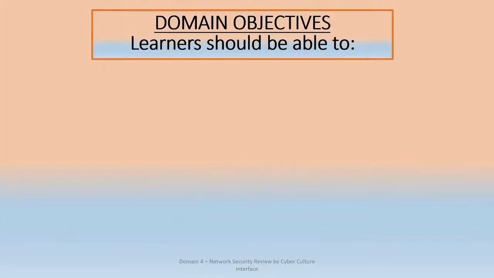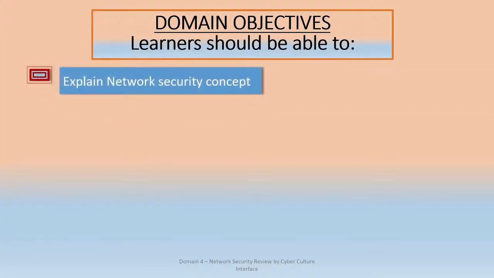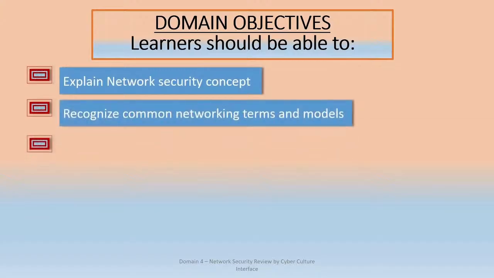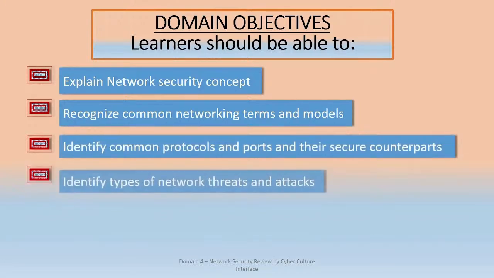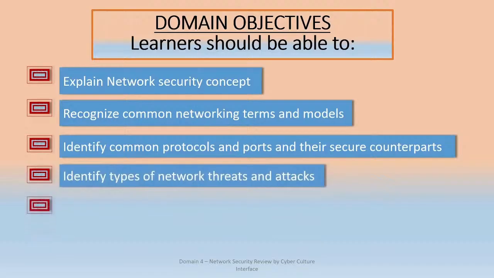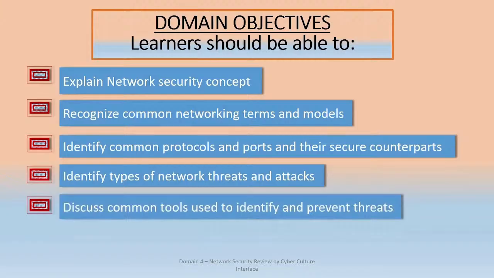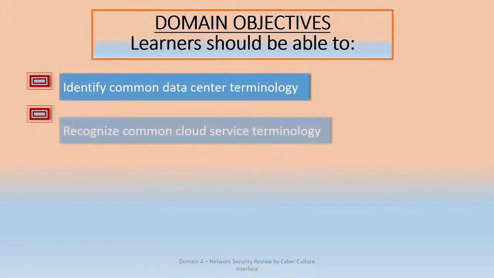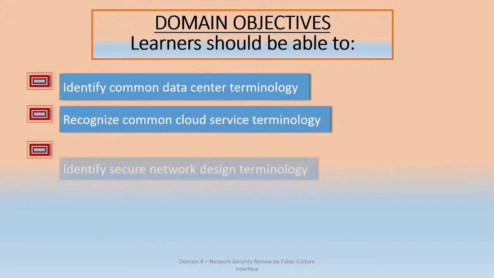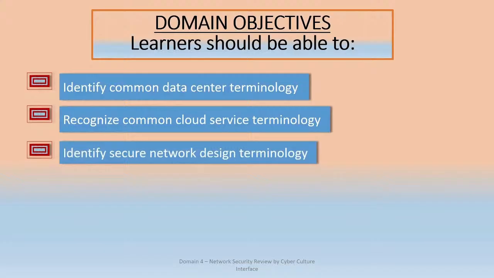So these are the domain objectives in ISC2 Certified in Cybersecurity Domain 4, Network Security Domain. Learners should be able to do certain things. Every learner of this domain should be able to explain network security concepts. You should be able to recognize common networking terms and models, identify common protocols and ports and their secure counterparts, identify types of network threats and attacks, and discuss common tools used to identify and prevent threats. You should also be able to identify common data center terminology, recognize common cloud service terminology, and identify secure network design terminologies.